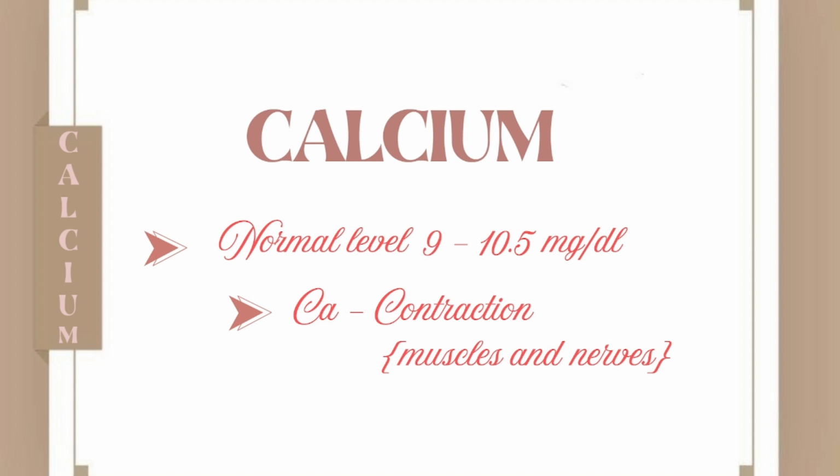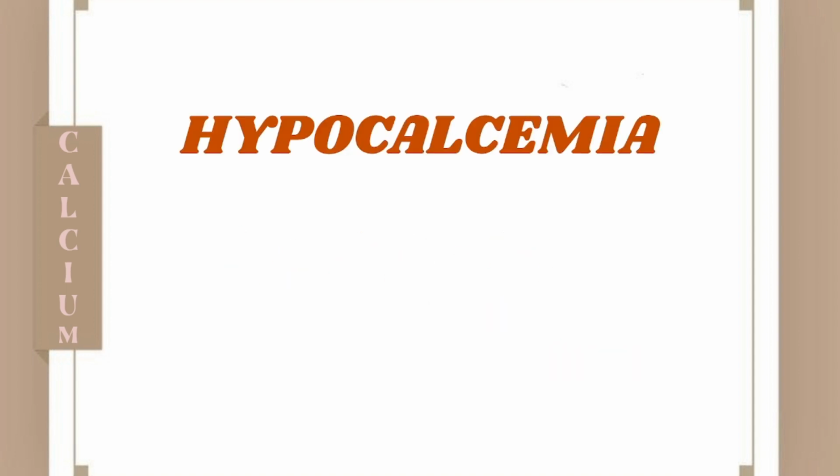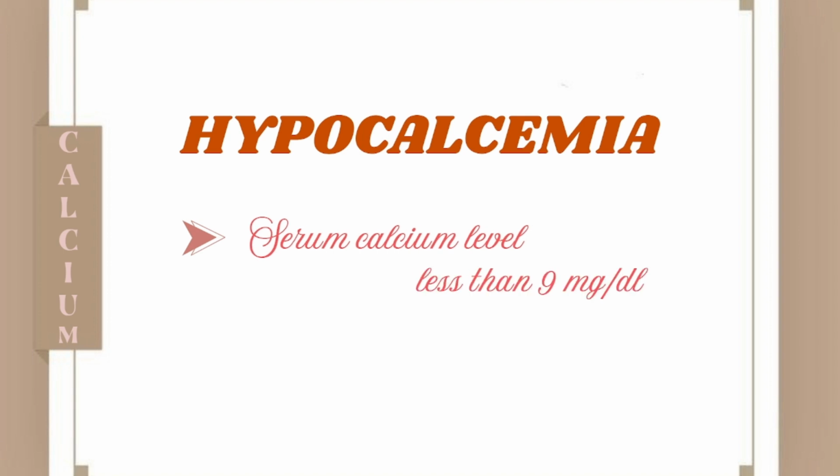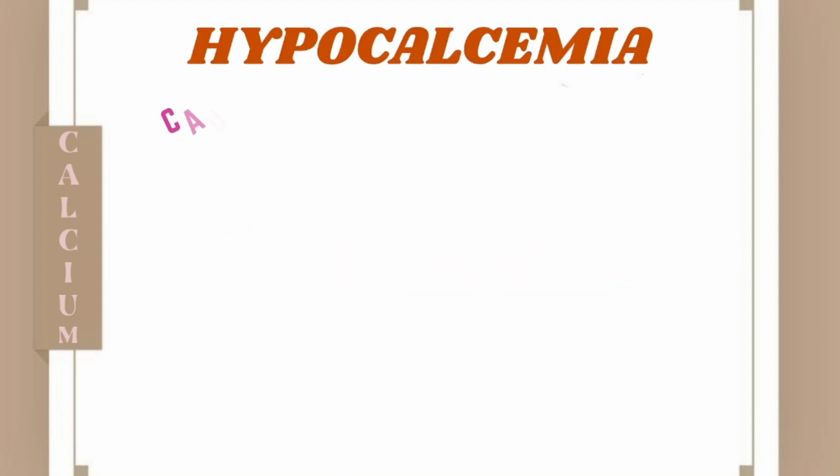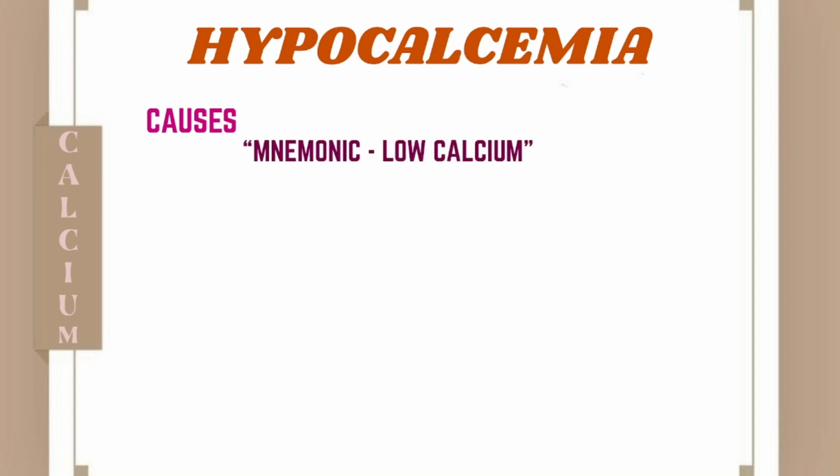So let's discuss hypocalcemia. Hypocalcemia, a condition in which serum calcium level is less than 9 mg per deciliter. That means calcium level is below its normal value. Firstly, we will discuss the causes for hypocalcemia. We know that hypocalcemia is a condition in which there is low calcium. So the mnemonic for causes is LOW CALCIUM. The conditions which cause hypocalcemia are related to this mnemonic. Let's discuss one by one.